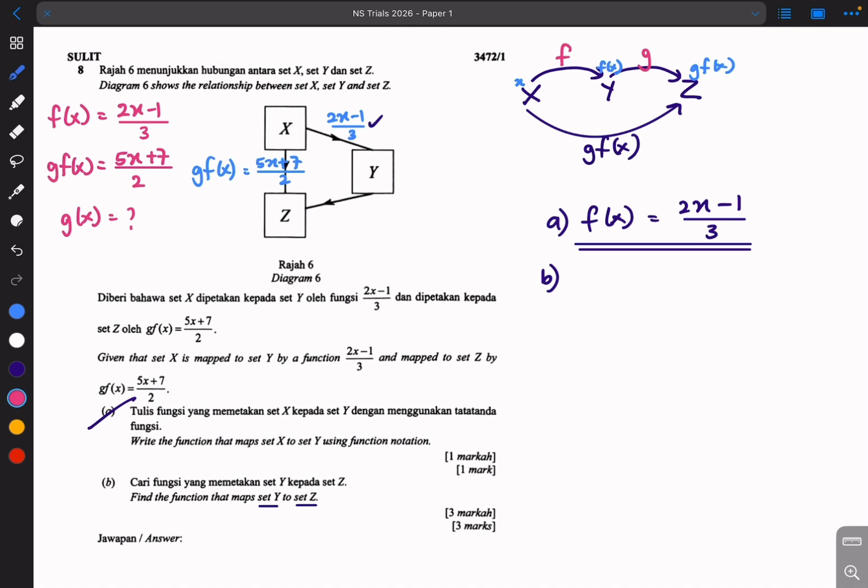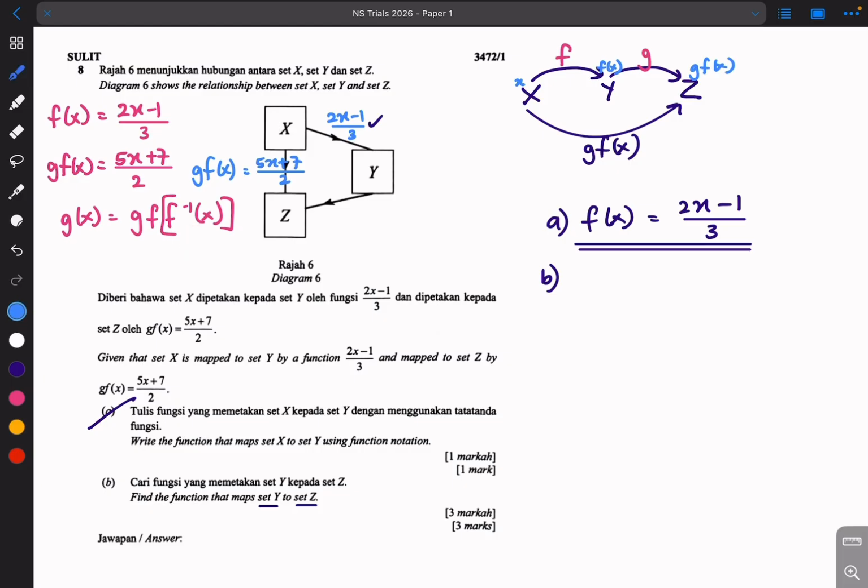Okay, to find g of x, we need to get rid of the f of x from the g of f of x. So to get rid of f of x, you must sub f inverse of x here. So we need to find f inverse of x first. So g of x is basically g of f of f inverse of x, because the f inverse and f will cancel out, giving us g of x. So first step, we need to find this guy, f inverse of x.